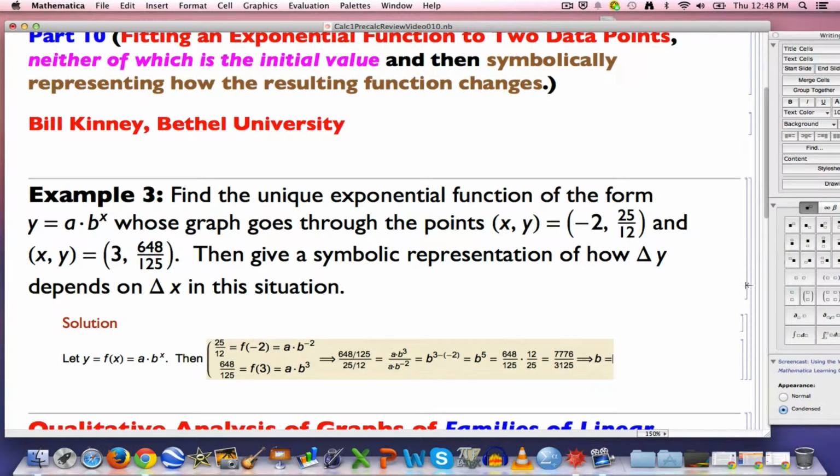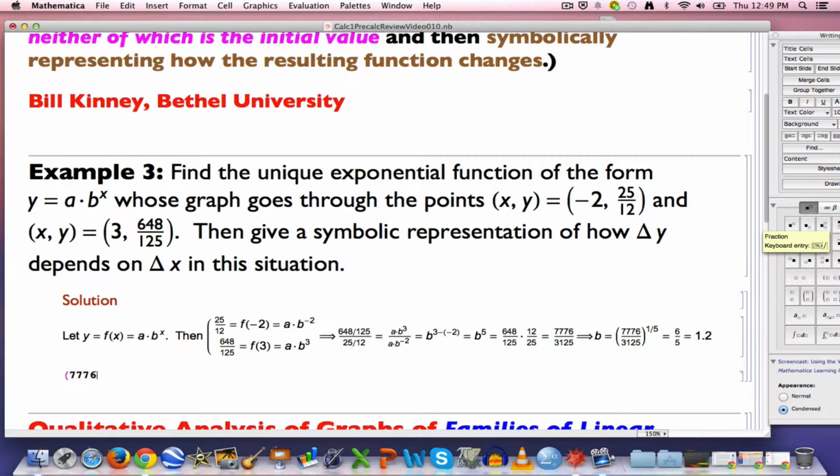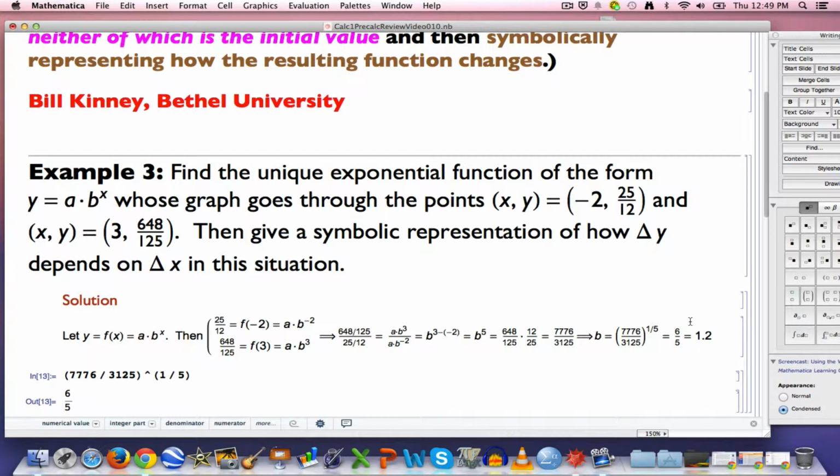B, it turns out, when you raise this thing to the 1/5 power, turns out to be a pretty nice number. Turns out to be 6/5, or 1.2. You can check that with your calculator. Mathematica can check it as well. Raise that to the 1/5 power, get 6/5. Alternatively, 6/5 to the 5th power is this fraction. All right, so B turns out nicely.